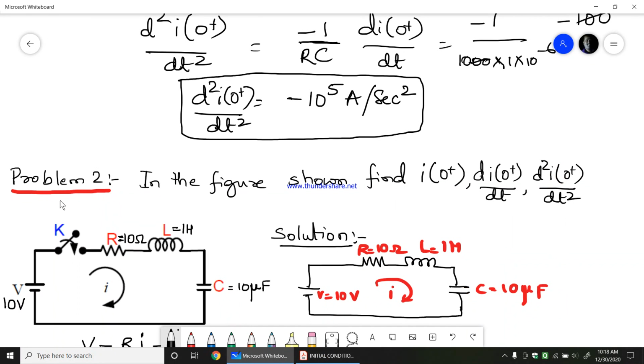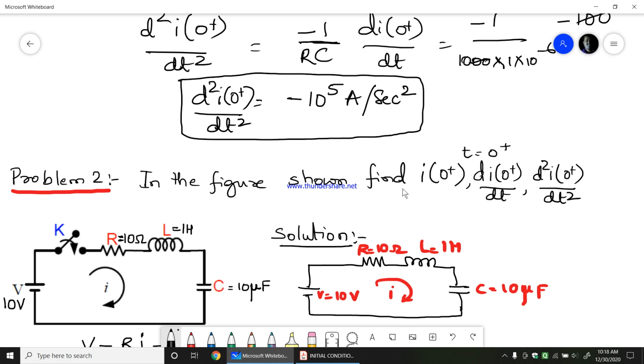Let us work on problem 2 now. In this problem they are asking to find I of 0 plus, di of 0 plus by dt, and d square I of 0 plus by dt square. So these are the three parameters they are asking to find. Therefore you should decide that it is at t equals 0 plus only.